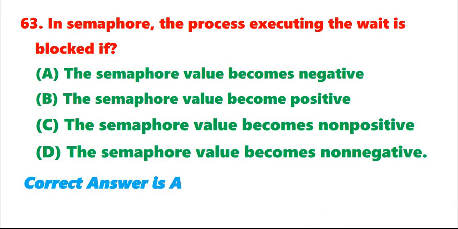63. In semaphore, the process executing the wait is blocked if: A. The semaphore value becomes negative, B. The semaphore value becomes positive, C. The semaphore value becomes non-positive, D. The semaphore value becomes non-negative. Correct answer is A.